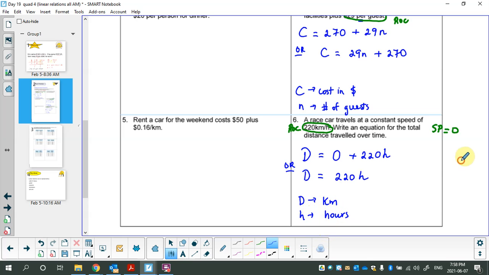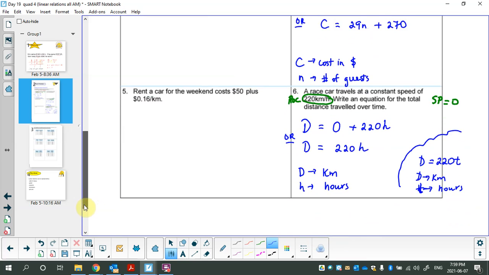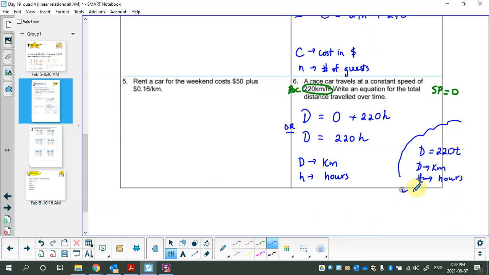So somebody else might have written this, T for time, and they'd have to say that D is the number of kilometers and T is the number of hours. There's also me, where my initials are M, then T. I can make this personal. Not logical.